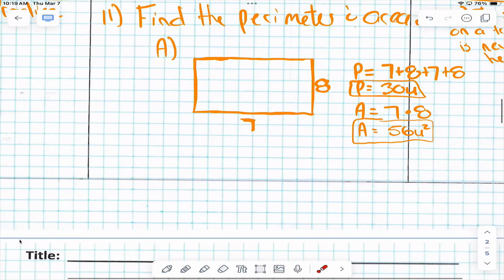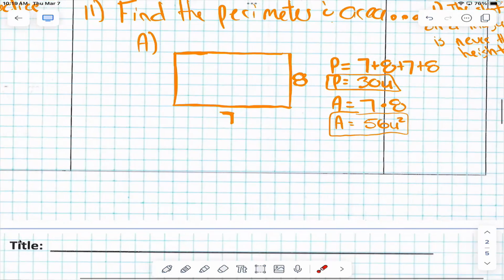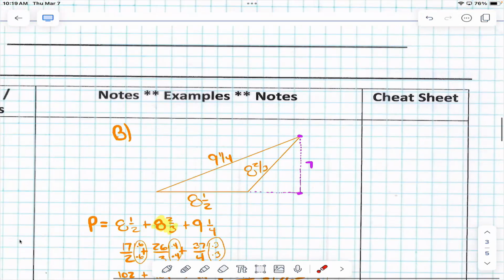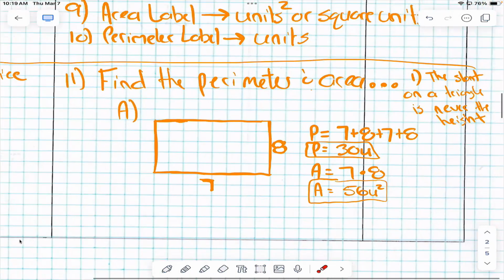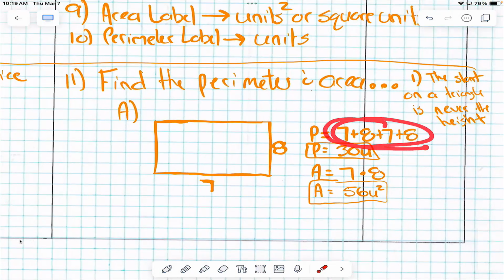I'm going to skip over letter A because it's an example of how to find the area and perimeter of a parallelogram. Actually, I'm not going to skip over it. What are these numbers here called? They're the what? Say again? I'm looking for plugins. They're the numbers we plug in to give us the answer, right?